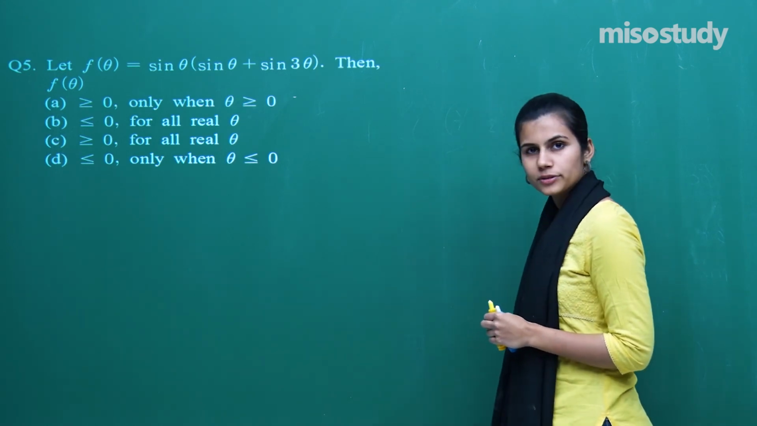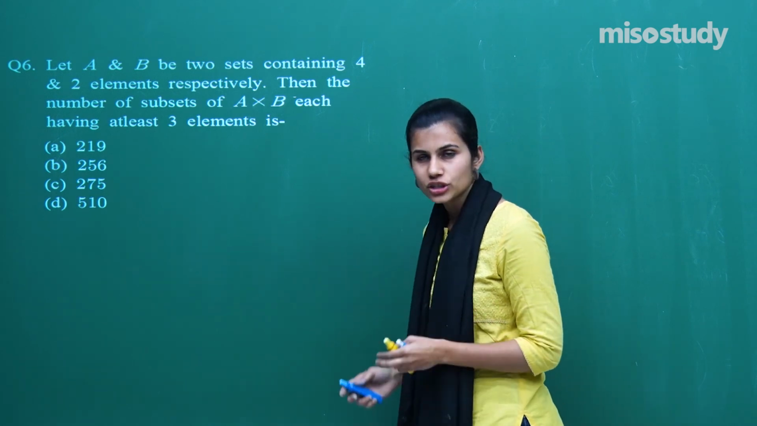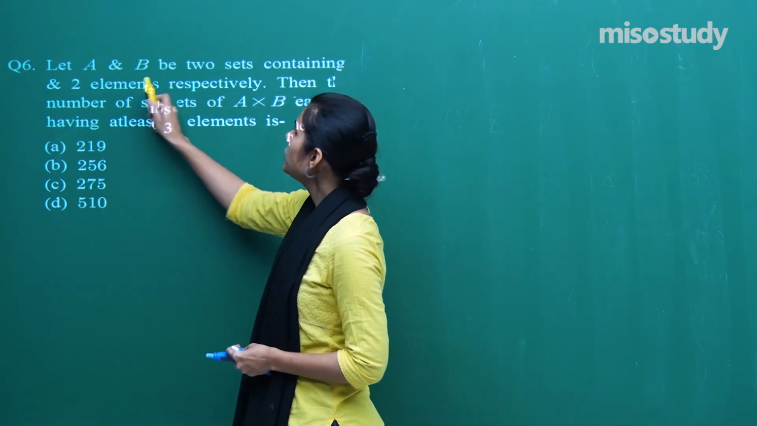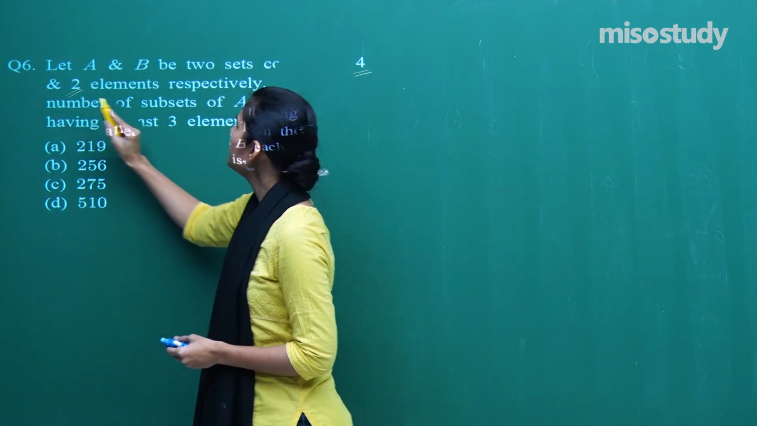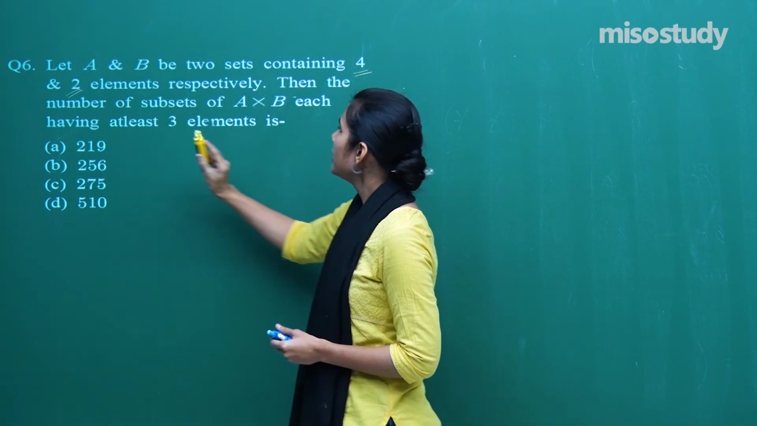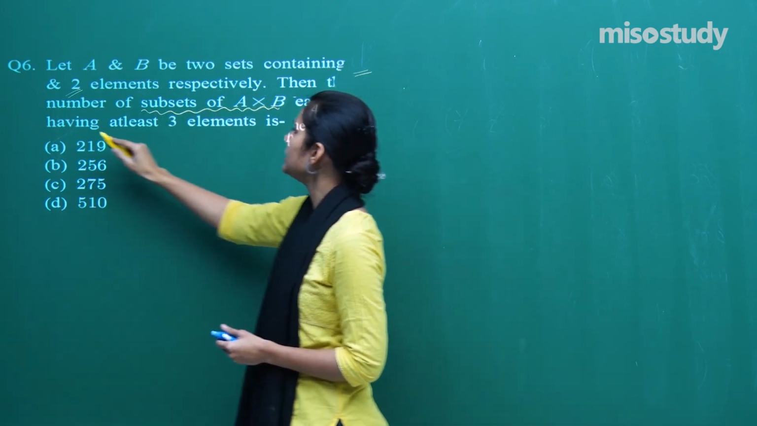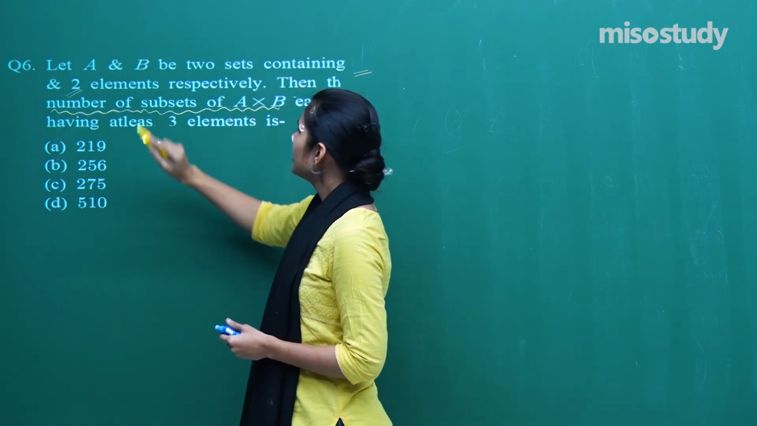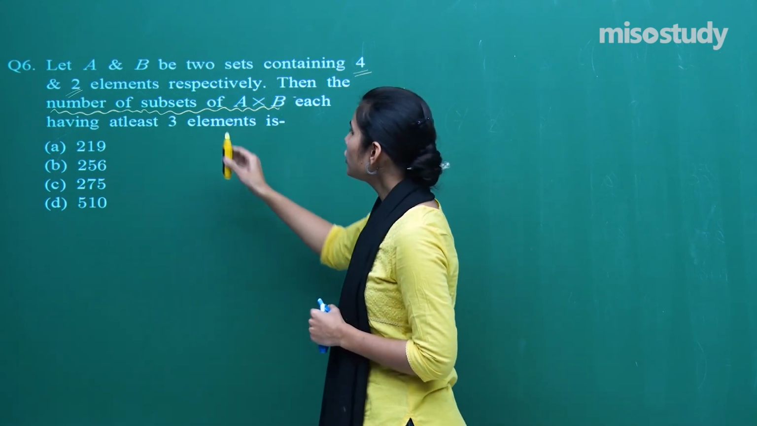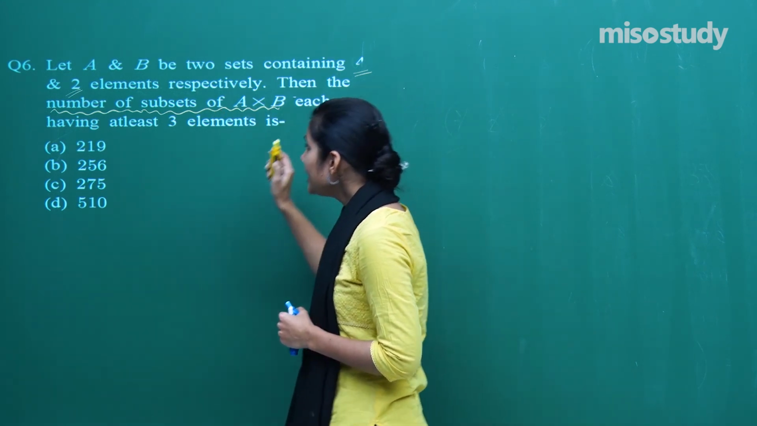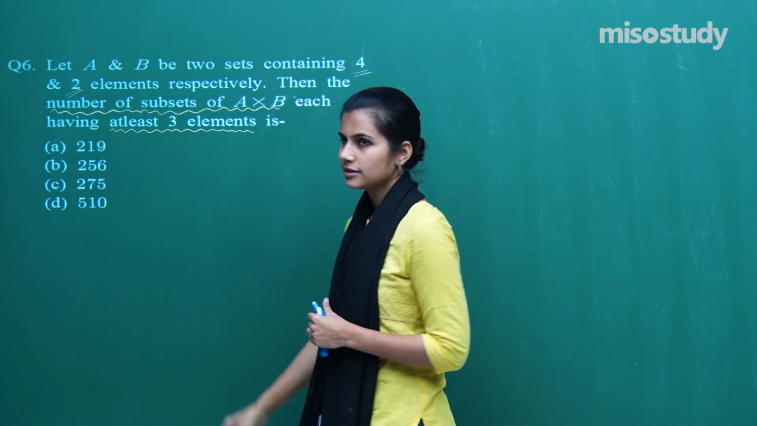with our question. Question number 6 now again deals with relations. It says if A and B are 2 sets containing 4 and 2 elements respectively, then the number of subsets of A cross B. Can you identify something with the number of subsets? Well, number of subsets of A cross B, each having at least 3 elements.